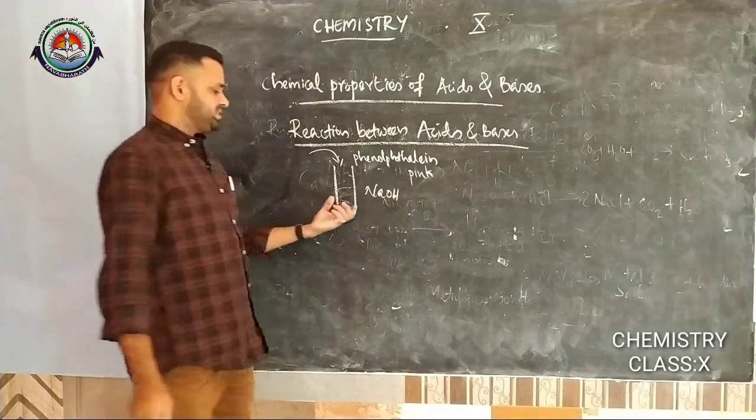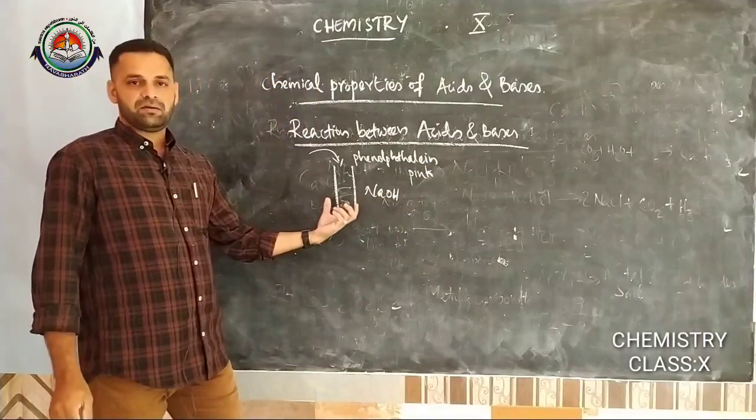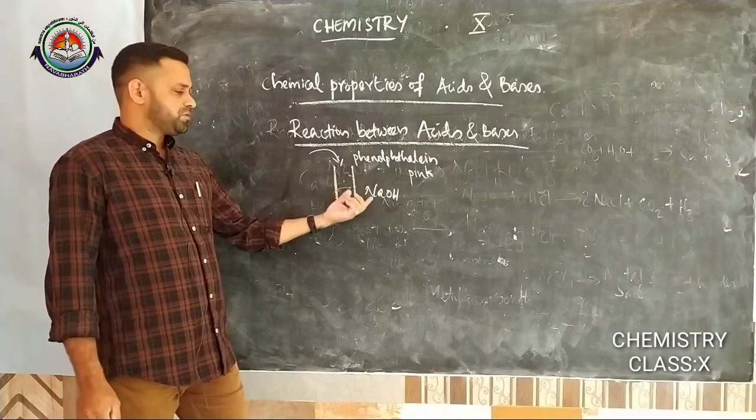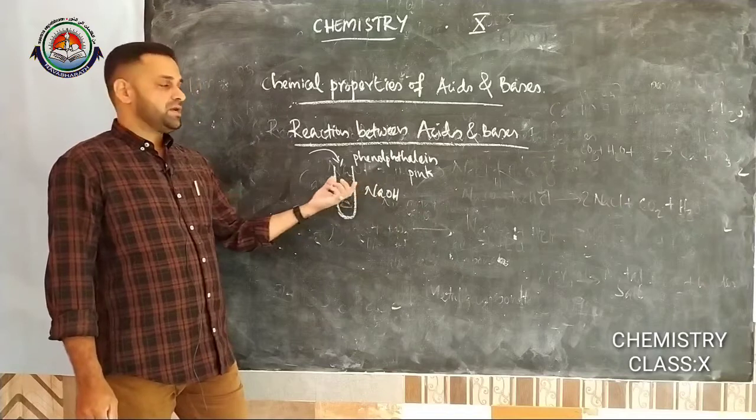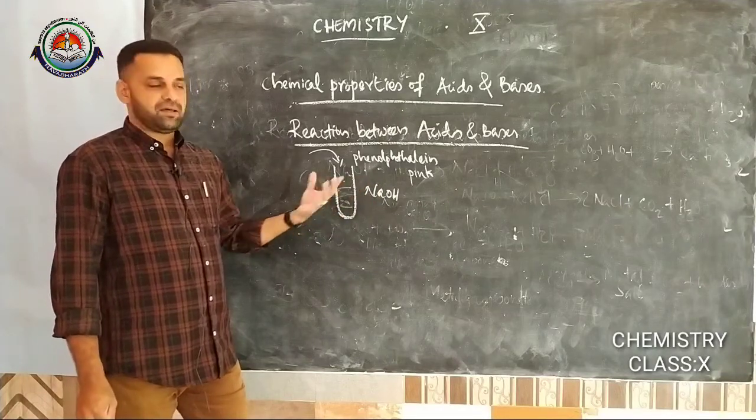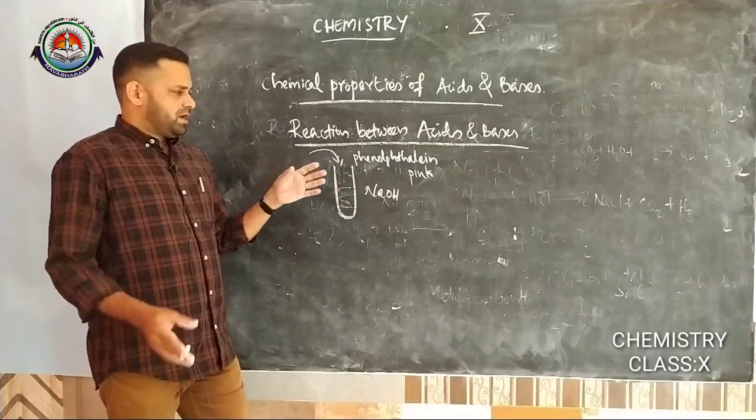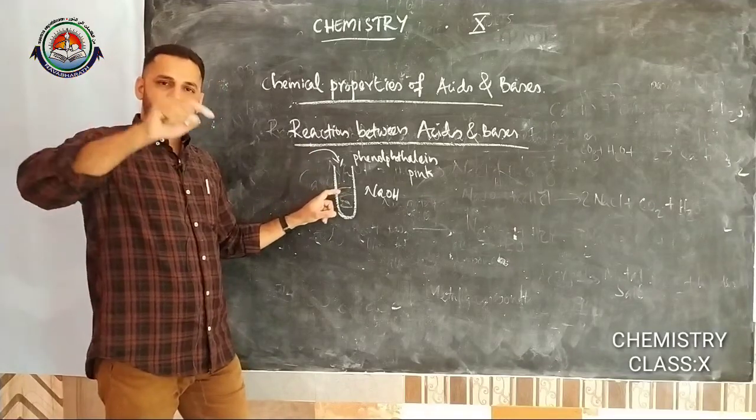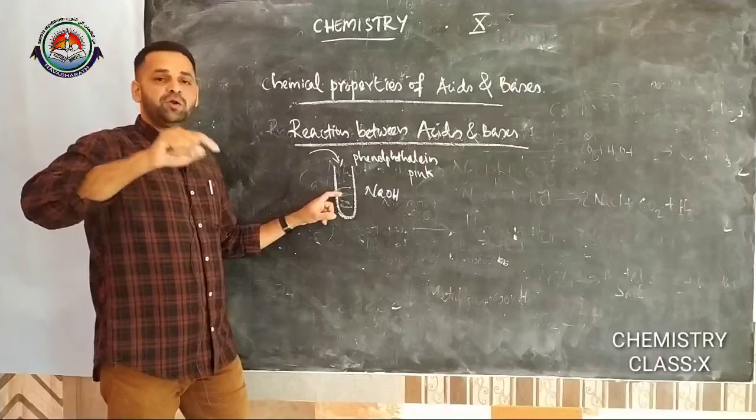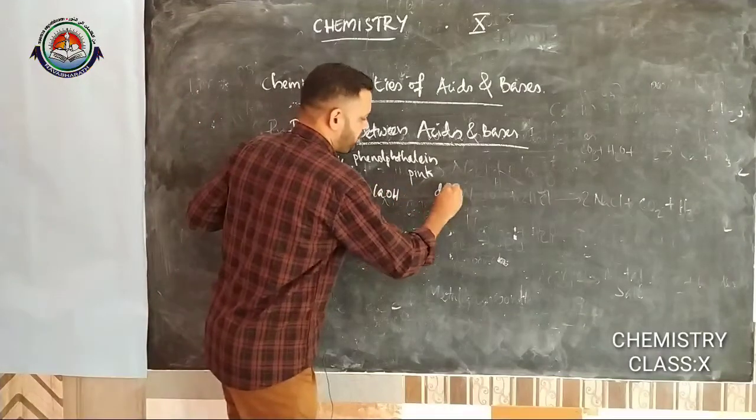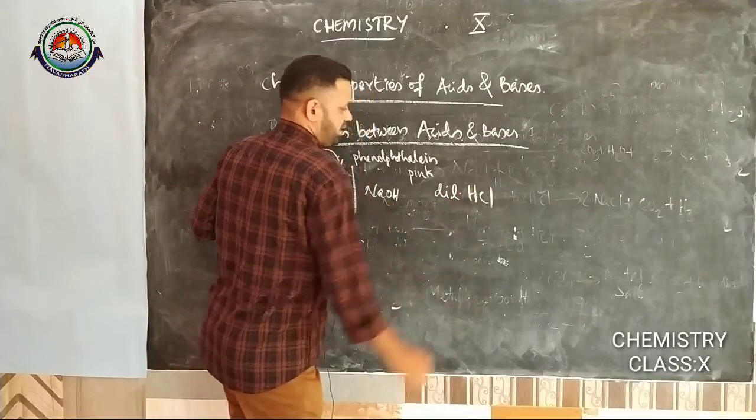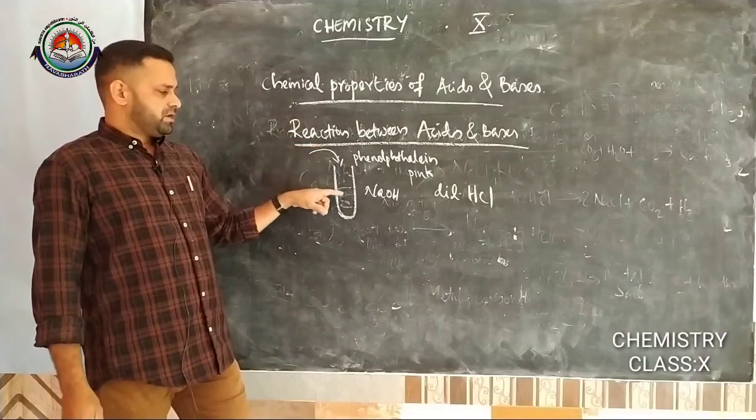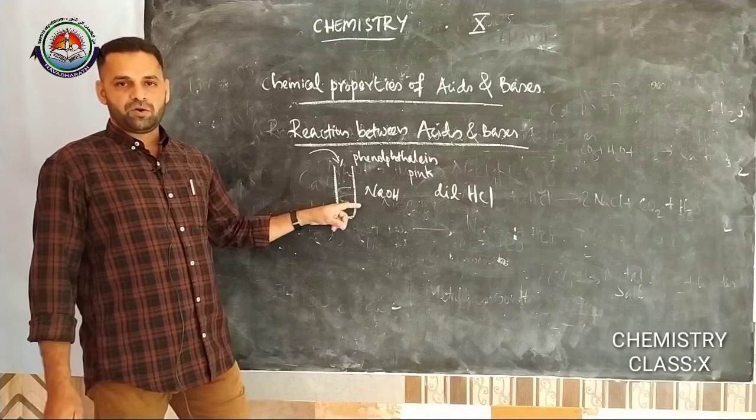Now the reaction mixture is pink in color, because when we add one or two drops of phenolphthalein into sodium hydroxide, it changes into pink color. Then into that reaction mixture you add some dilute hydrochloric acid. So you keep on adding into this mixture drop by drop.